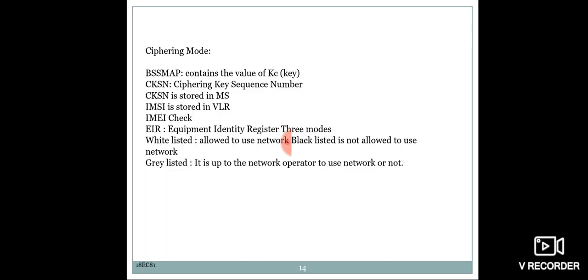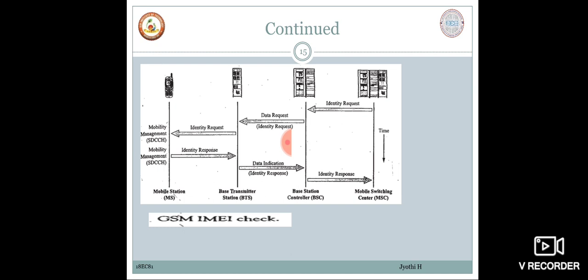In the IMEI check, the IMEI number is to be checked. Under this process, the MSSC VLR sends the identity request to the mobile station.